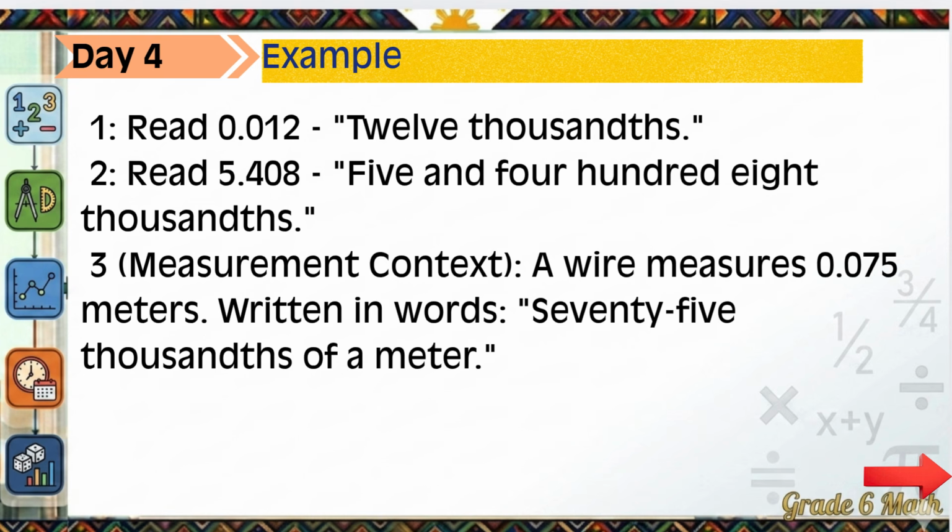Number 2, for 5.408. First, read the whole number to the left of the decimal point as 5, and say "and" when you reach the decimal point. Next, read the 3 numbers past the decimal point as 408, and finish by adding the name of the final position to make 5 and 408 thousandths. Number 3, for 0.075 meters. Skip the zero holes, read the digits past the decimal point as 75, and attach the name of the last position to get 75 thousandths. When measuring a unit like meters, add the unit at the end to say 75 thousandths of a meter.